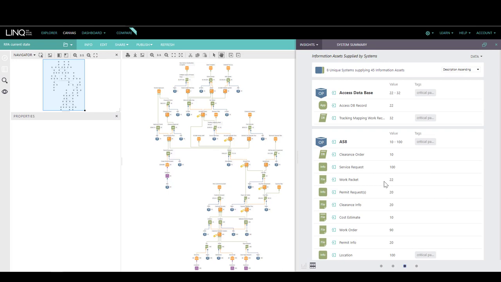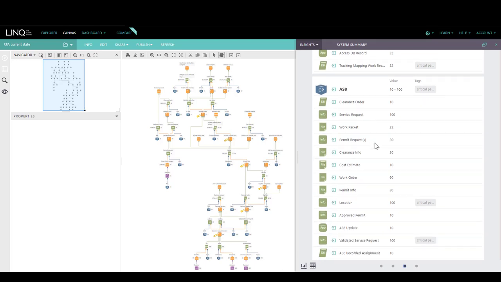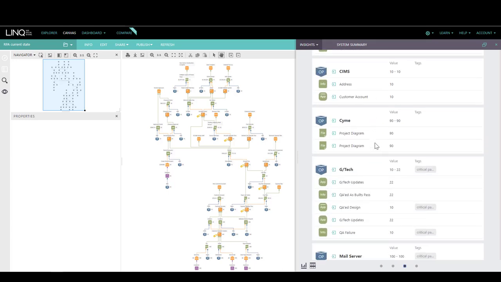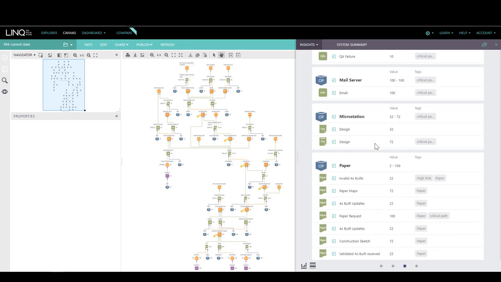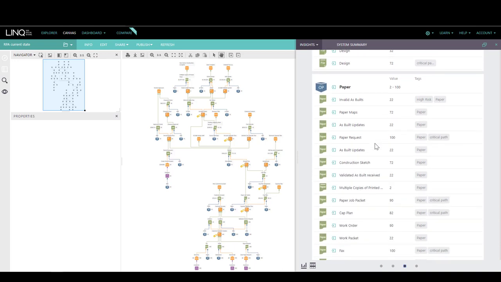The third card helps us understand which information assets are supplied by which systems. So this is the beginnings of an information asset register. So we can see the 2 records that are in the Access database. Here's the asset management system. We can look at the mail server and all of our paper assets that are in the business. So in LINQ, we can have paper as a system and connect it to the paper records that it provides.